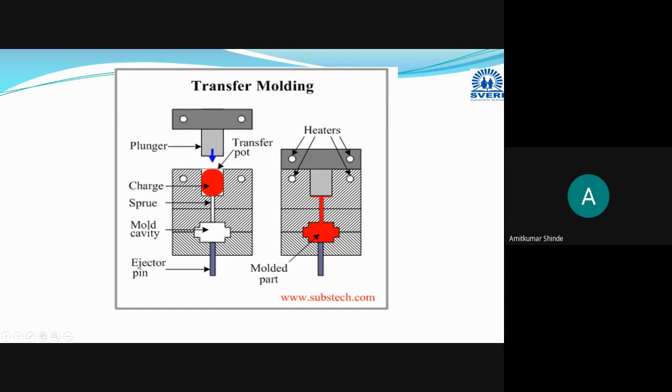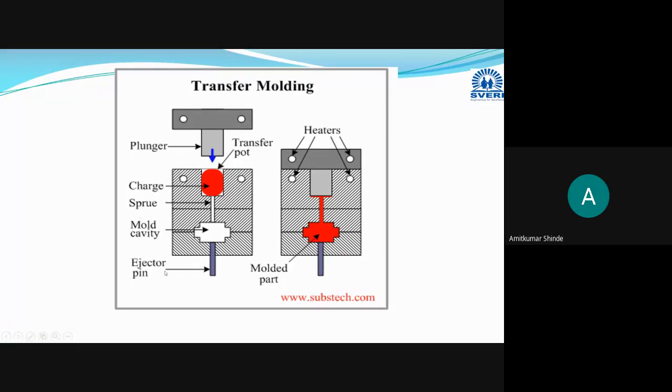Due to this heat, whichever raw material or charge you have taken will become soft in nature. Then, with the help of this plunger, we apply the pressure. Due to application of this pressure, as it has already become soft, it will flow through this sprue. You can use a sprue arrangement or some sprue runners and gate arrangements, very much similar to our casting process. Through this sprue it will enter the mold cavity, and after some time it will get cured.